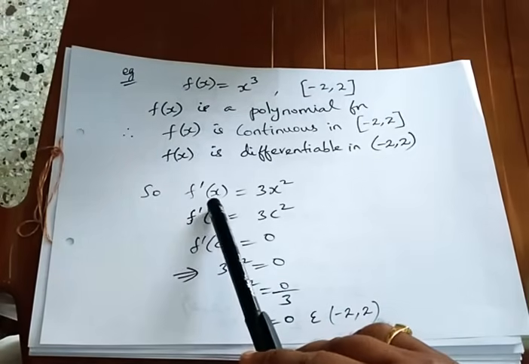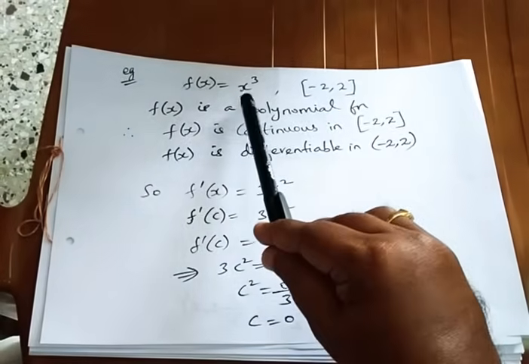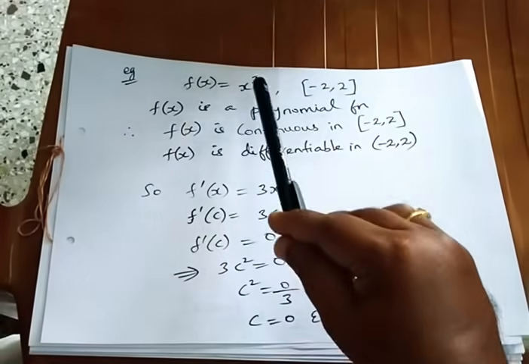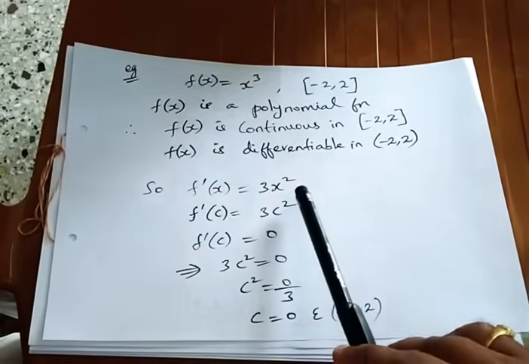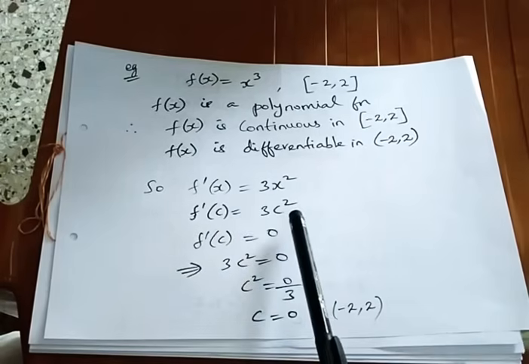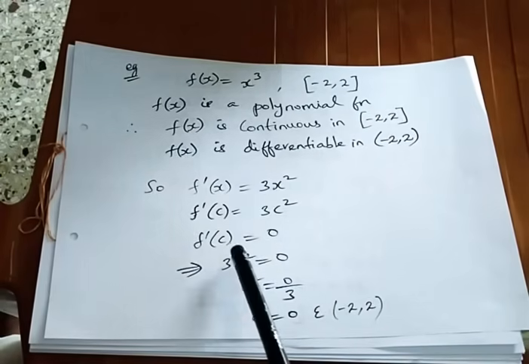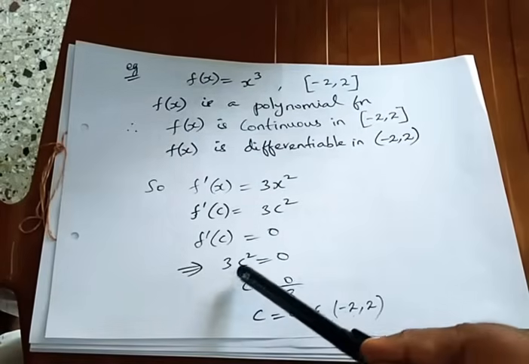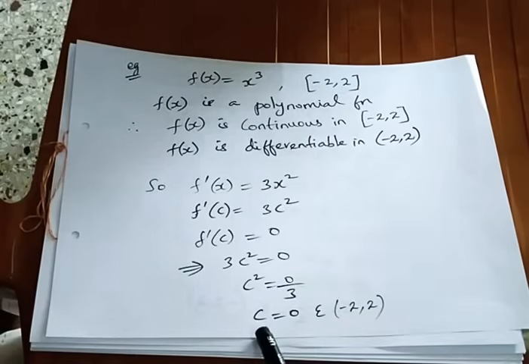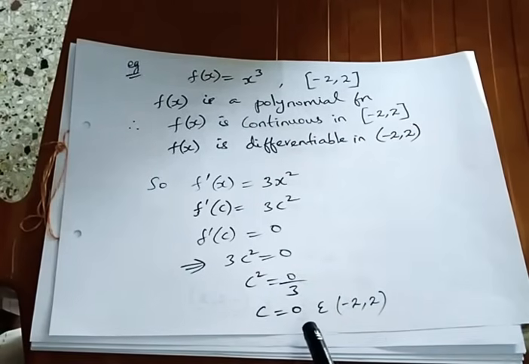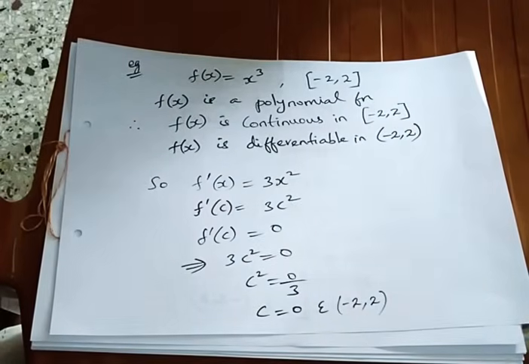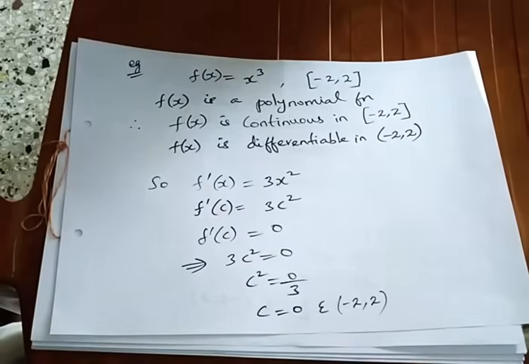So let us find f dash of x. What is f dash of x? f of x is x cube. Therefore, f dash of x is equal to 3 into x square. So what is f dash of c? f dash of c is 3 into c square. So f dash of c is equal to 0. Then 3c square is equal to 0. So c square is equal to 0 by 3. So c is equal to 0. So 0 belongs to (-2, 2). So all conditions are satisfied.